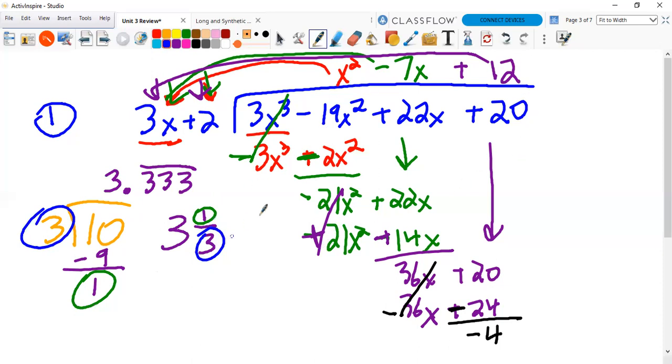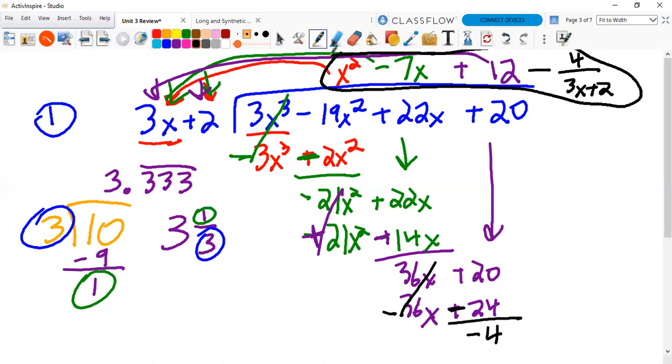So I have to do something similar here. I'm not just going to stick it on the end. I still have to use a sign. Since this is -4, I'm going to subtract. Minus 4 goes in the numerator. 3x plus 2 is going to go in the denominator. So when I divide this, my whole answer is the whole quotient, x squared minus 7x plus 12, with the fraction representing the remainder on the end.